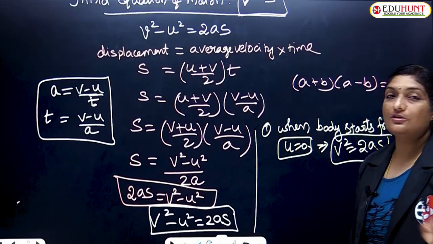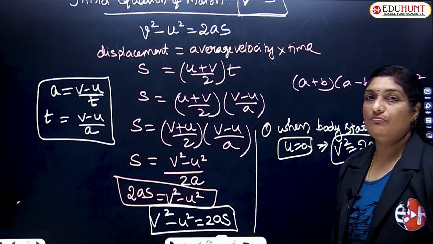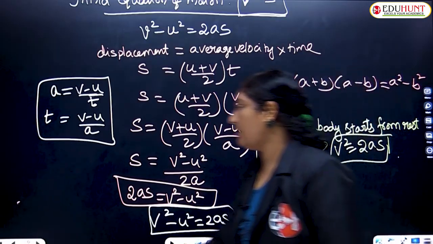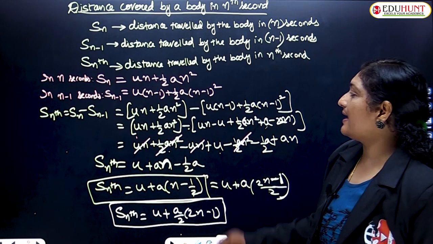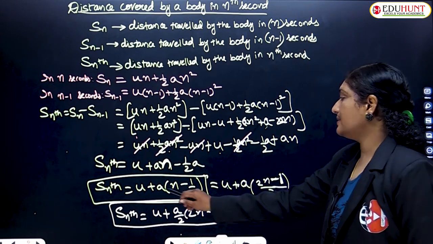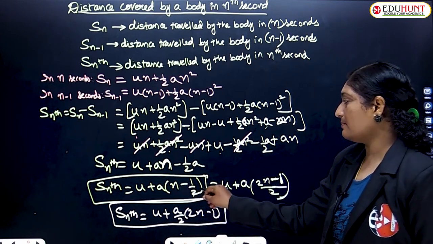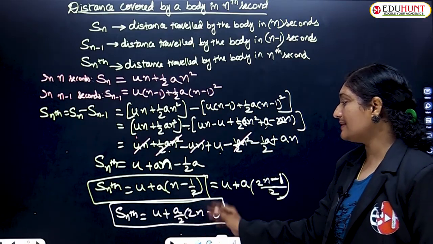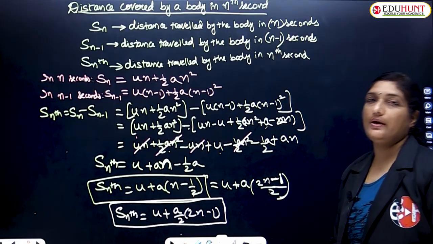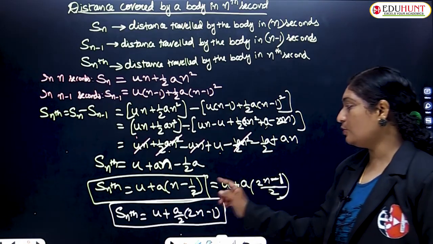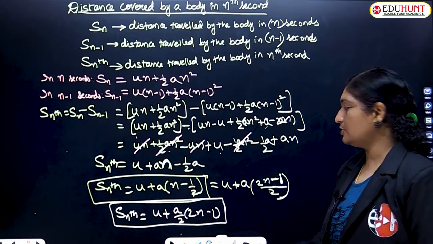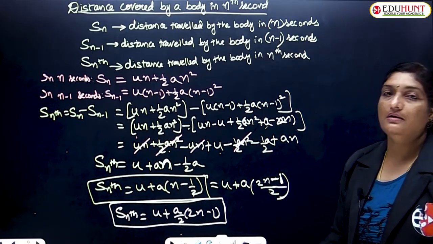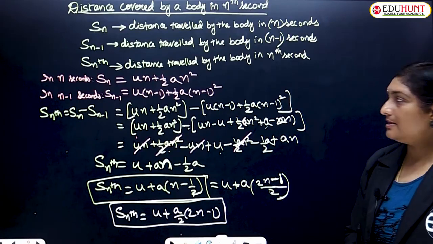Apart from that, we also tried calculating the equation of motion based on the nth second, that particular instant of time. The formula for Sn is given by either u plus a into n minus half, or after taking LCM you can also write it as u plus a by 2 into 2n minus 1. These 4 equations you should remember so that you can apply them in further numericals.